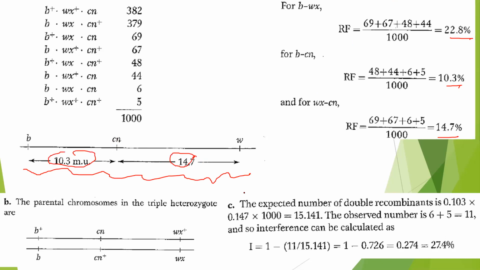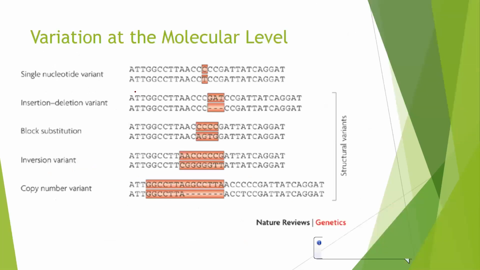And okay, so this is important. And also when you got all these numbers, you need to know how to calculate the interference coefficient to let me know if in this region the crossing overs are independent from each other or not.